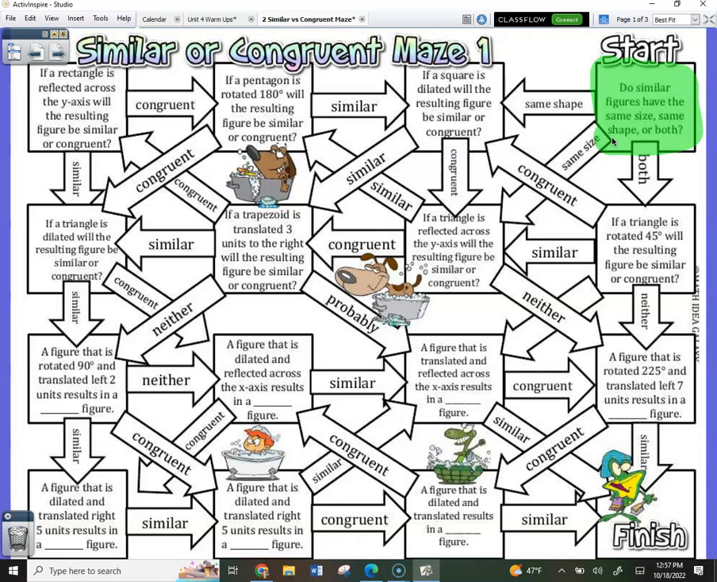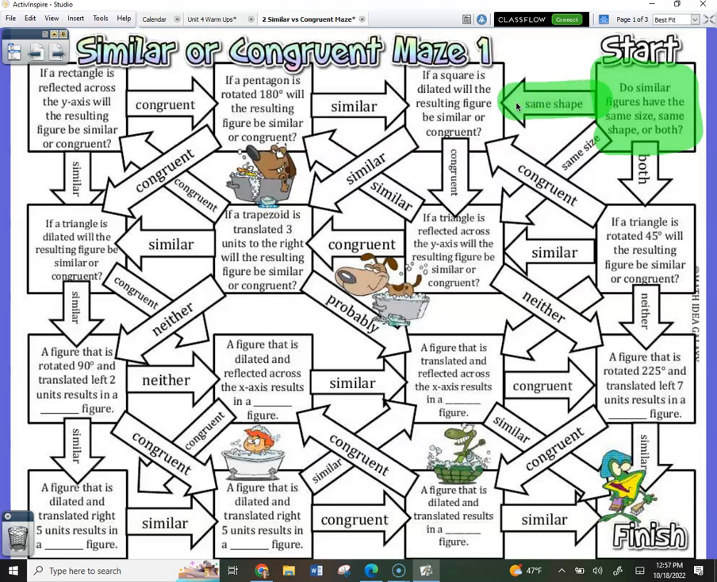have the same size, same shape, or both? It's the same shape, obviously. Similar means just the same shape. Congruent, think carbon copies: same shape, same size.